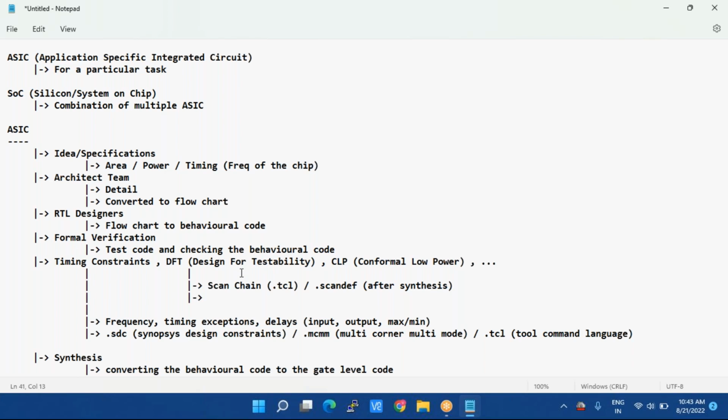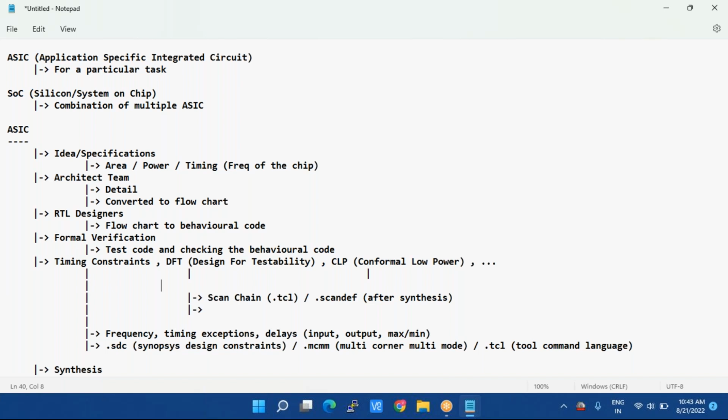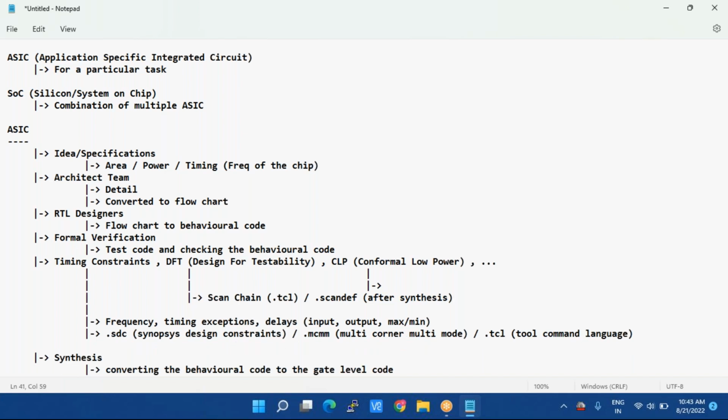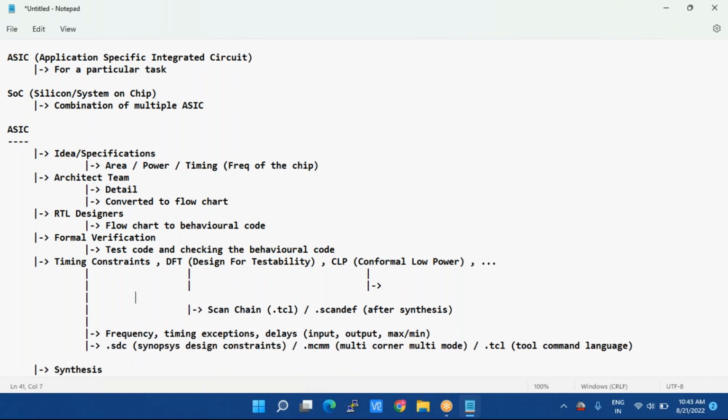Now, similarly, I have written here one more step, that is CLP. Okay, now CLP, by the term itself, low power. That means power consumption reduction techniques will be provided through these low power inputs.